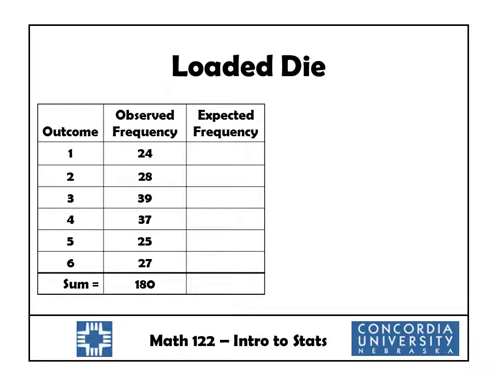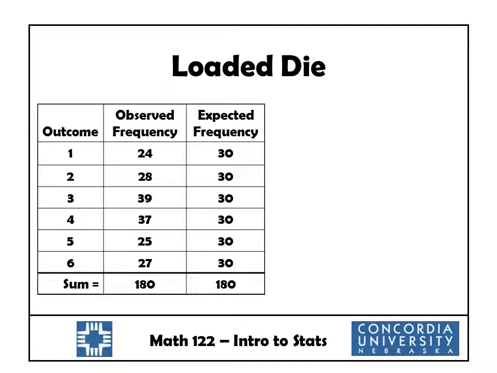Here's our frequency distribution, outcomes 1 through 6, our observed frequencies, 180 times total. Now, if the die were not loaded, then we would expect to get a 1 1/6 of the time, a 2 1/6 of the time, etc. 1/6 of 180 is 30. So if the die were not loaded, we would expect to get a 1 30 times, a 2 30 times, etc.